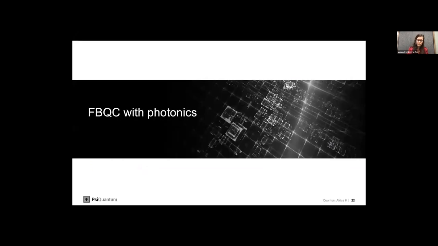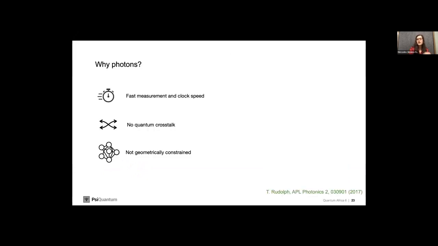So now that I've introduced FBQC, let me move on to how we implement this with photonics. So why focus on photons? There are a lot of very nice properties. For example, they have a fast measurement and clock speed.